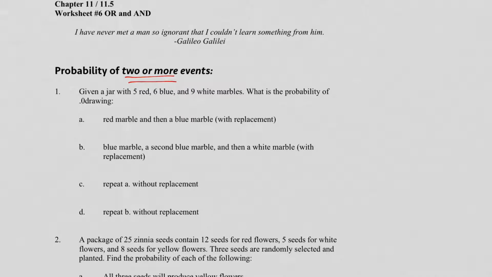Okay, so what is the probability of 2 or more events? So it looks like this. We got event A and event B. What is the probability of those 2 happening? So basically you're going to do the probability of event A, and you're going to multiply it by the probability of event B. Okay? So that means multiply. All right?